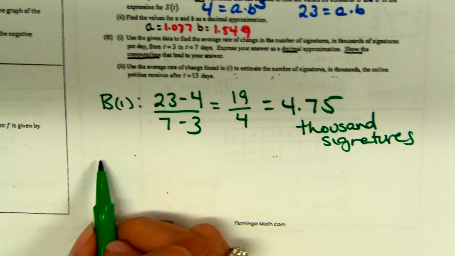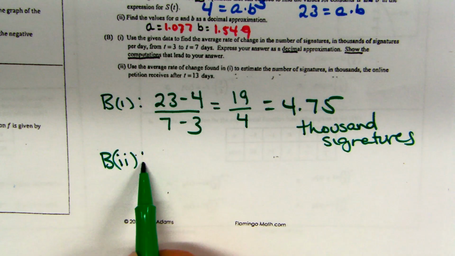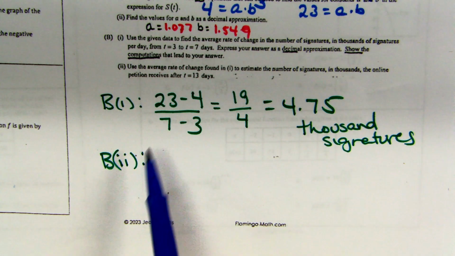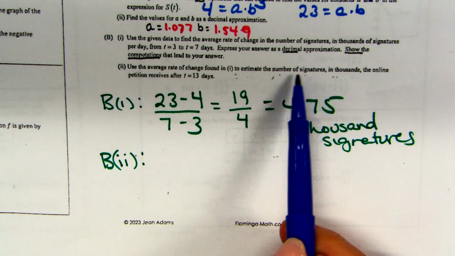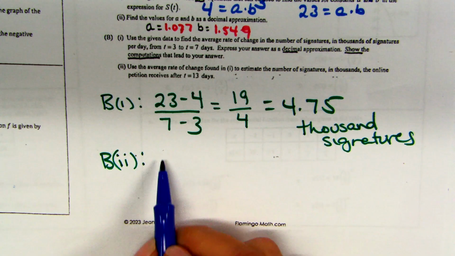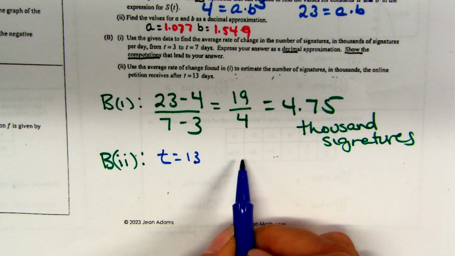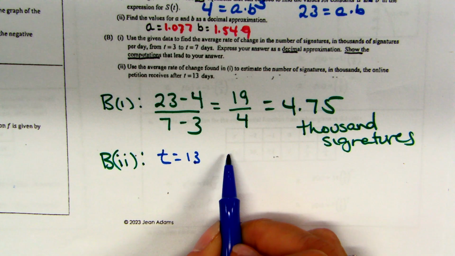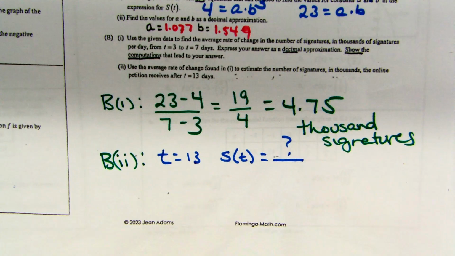B2, we're almost done. You're getting restless. Don't get restless yet because I've got to show you this new thing. What it's saying is use this slope that we just found to estimate the number of signatures when t is 13. They're giving us t is 13. They want to know how many signatures. What was it, S of t? That's what we're trying to find.